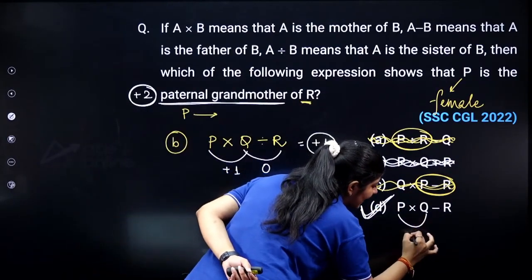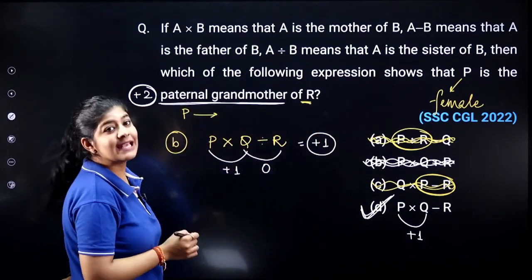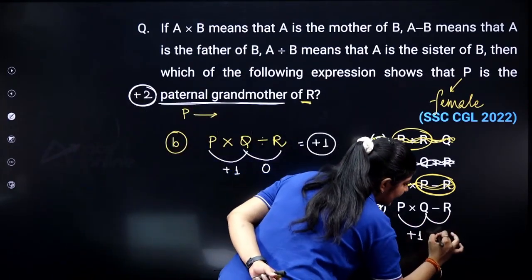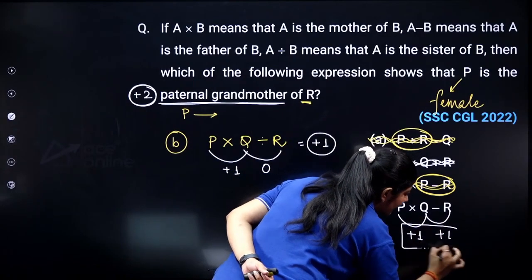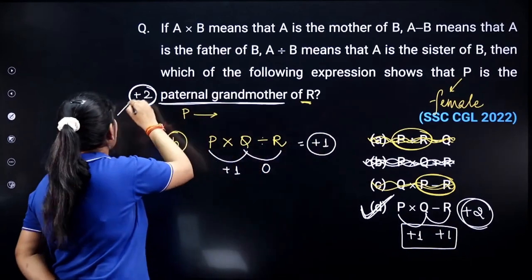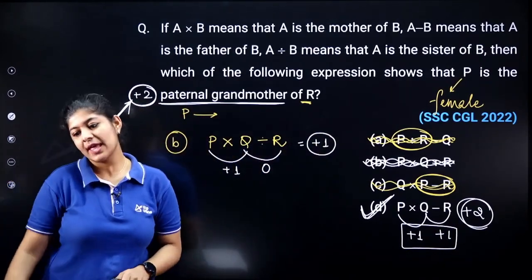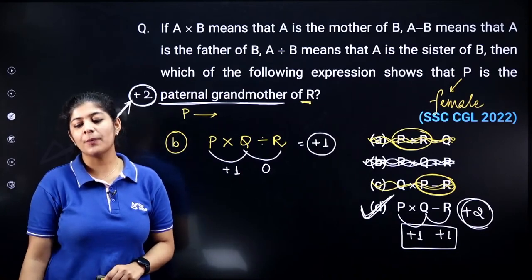Here I am getting +1, right? Q minus R, that means A is a father. Father, that means again I am getting +1. And if I add them up, I am getting +2, which is required over here. So the correct answer over here is your option number D.